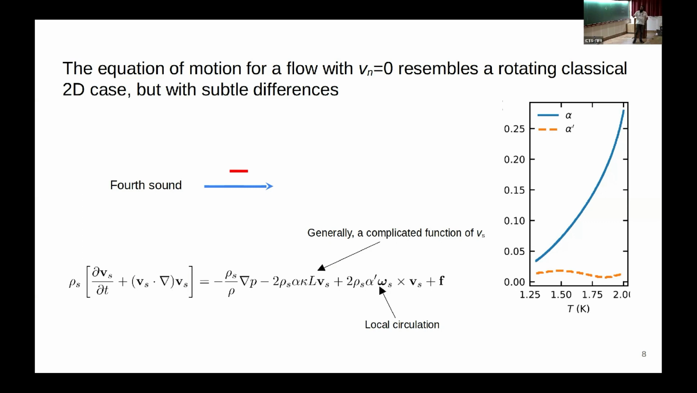This, at first glance, might look like what you would typically start with for rotating two-dimensional turbulence. There's some large-scale linear dissipation and Coriolis force, but of course there is a very important difference: L is a complicated function of Vs, and omega S is not a system rotation, but a local vorticity. And as they are derived from large-scale experiments, these alpha and alpha prime parameters look like this as a function of temperature. So by just changing the temperature, we can strongly change the large-scale linear dissipation.